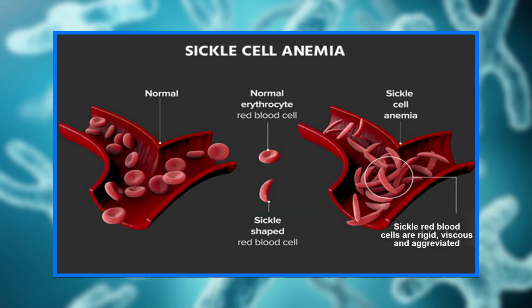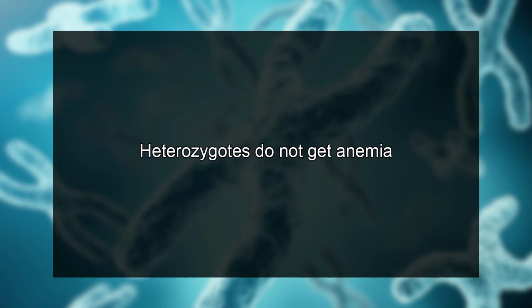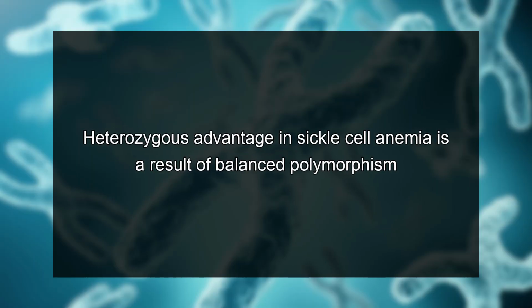Sickle cell anemia disease in Africans can be nicely explained by balanced polymorphism. Heterozygotes do not get anemia. They are also resistant to malaria. Hence, heterozygote advantage in sickle cell anemia is a result of balanced polymorphism.